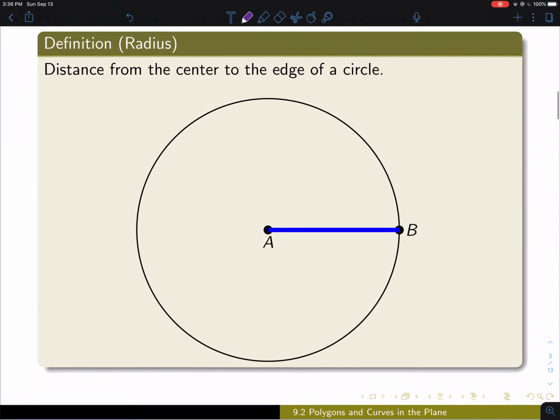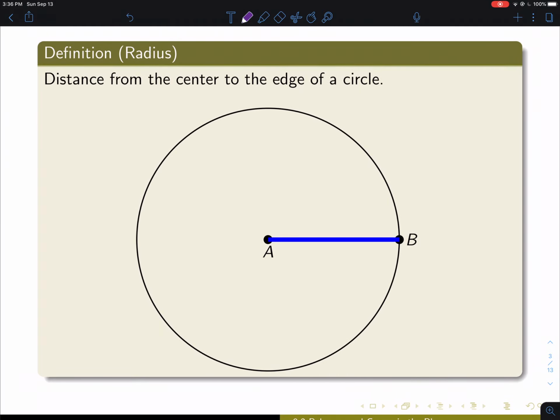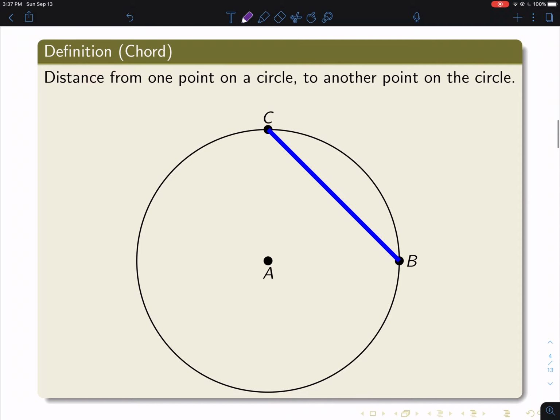All right. So the radius is just from the center out to the edge. I've tried to highlight all of these things in blue for you. There's obviously an infinite amount of radii that you can draw, but I'm just drawing an example of one of every type. We've got our chord, which is again in blue. It's where a point on a circle connects to another point on a circle, so it doesn't necessarily have to go through the center or anything like that.